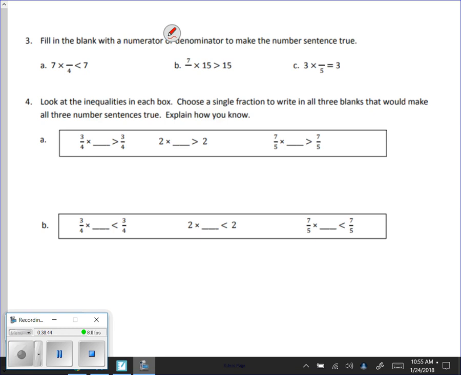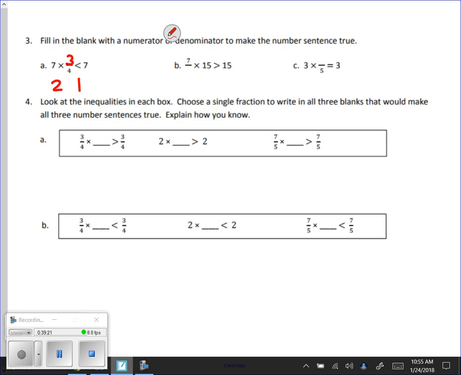So we have 7 times something needing to be less than the original, the first factor. So we need 7 to end up being less than 7. So what numerator would I need to be in that fraction? So I could do a 3. Is 3 the only answer? No. What else could I use? I could do a 2. I could do a 1. So it needs to be anything less than 4. I cannot use 4, but I could do a 1, a 2, or a 3. I can't use anything else.